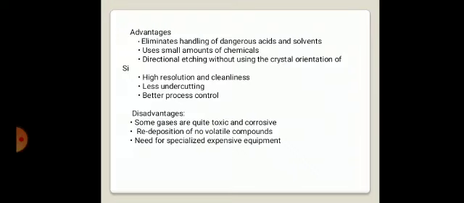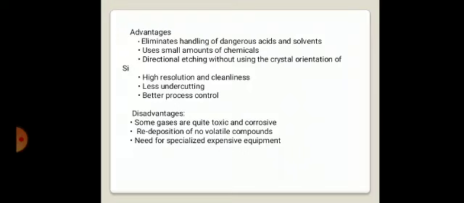Now the advantages of dry etching: first, it eliminates the handling of dangerous acids and solvents. Second, it uses a small amount of chemicals. Third, directional etching without using the crystal orientation of silicon. High resolution and cleanliness, less undercutting, and the last one is better process control.